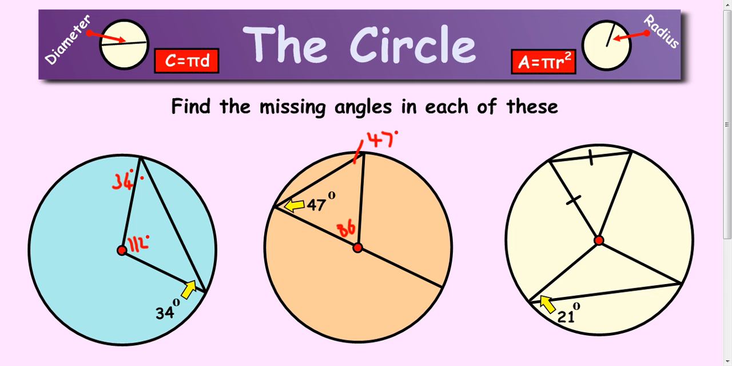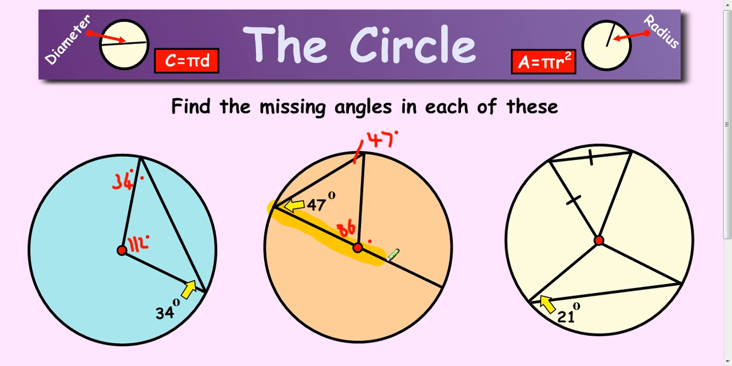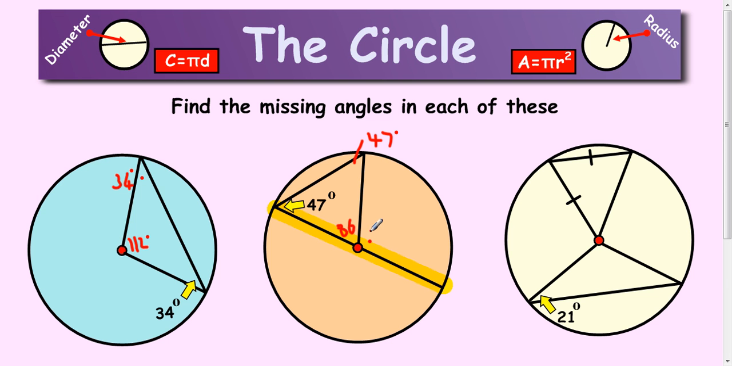Okay, now the last angle to get is this one here, and I can see a straight line going straight along here, split into two, split into that and that. So if I do 180 take away 86, I'm going to get this angle here. 180 take away 86 is 94.